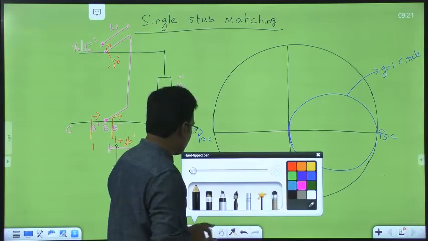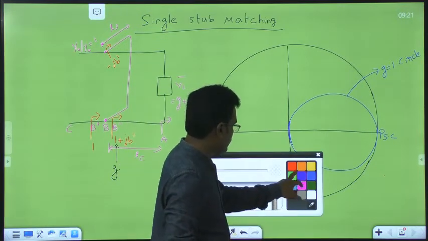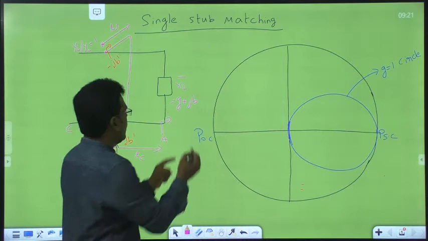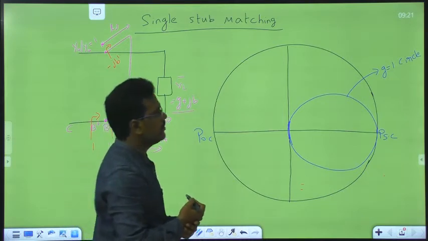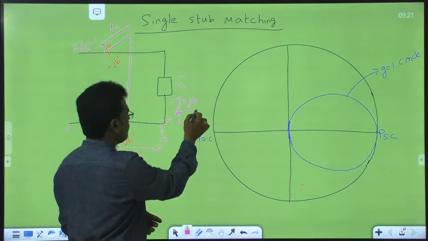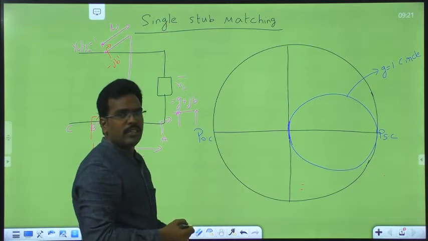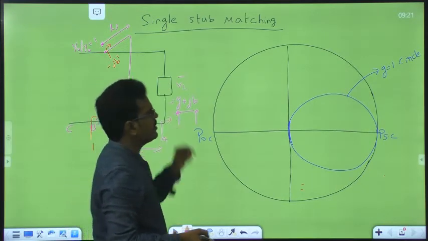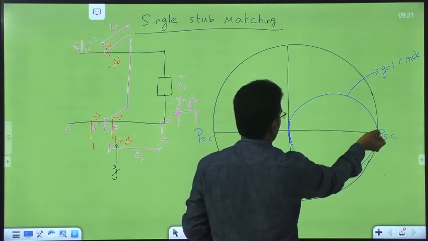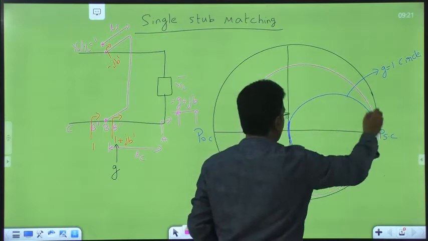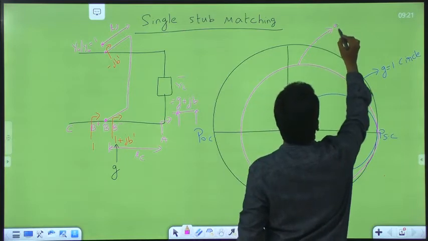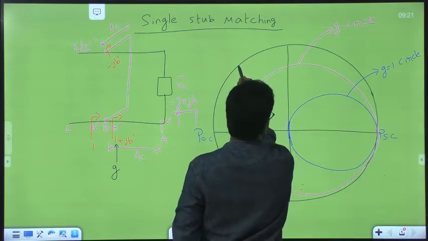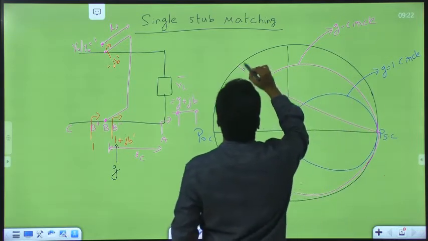Now we have to start the method. So what is the first point? The first point is you have to plot the normalized admittance on the admittance chart. So it contains G value and B value. What is admittance? The intersection of G circle and B circle is going to give the normalized load admittance. So let me take this as the G circle, and this as the B circle.